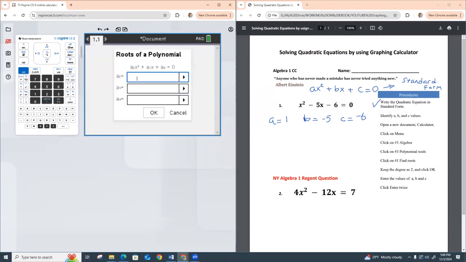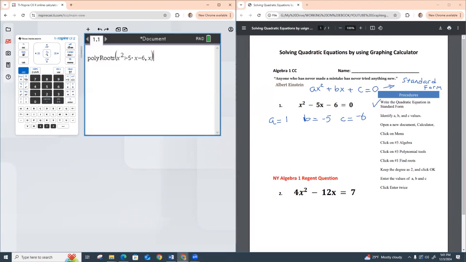Now it is asking me to enter 3 numbers. These numbers are the A, B, C values, okay? The first number is the A value. How many x squared that we have? In this example, we have 1. How many x's that we have? It's -5. And the last number is -6. Click on OK.